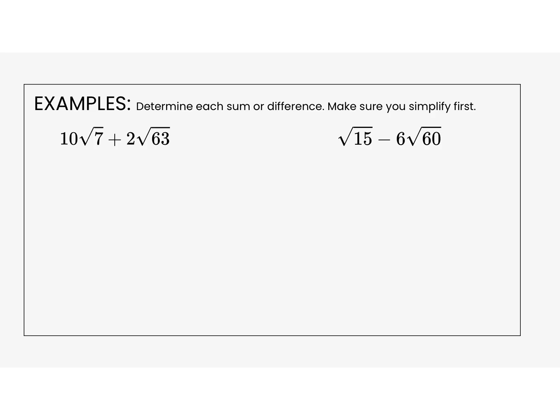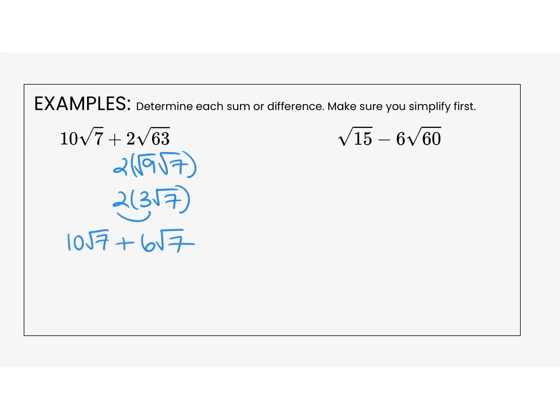Okay, jumping ahead a little bit if you're following along in your packet. 10 root 7 plus 2 root 63. Okay, so 10 root 7 is simplified, I can't do anything with that. But 2 root 63, I am going to be able to simplify. Root 63 would be 9 and 7, which is really 3 root 7, which again, then I multiply these two numbers. So that is 6 root 7. So I have 10 root 7 plus 6 root 7. And again, what's under the radicals match. So I add the numbers out front, which would be 16 root 7.